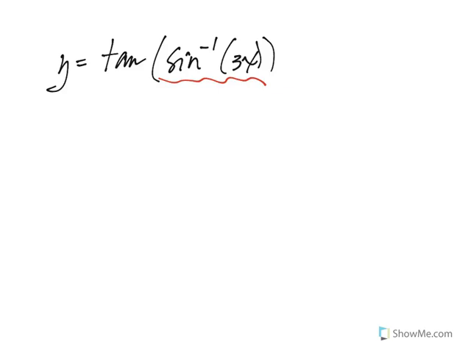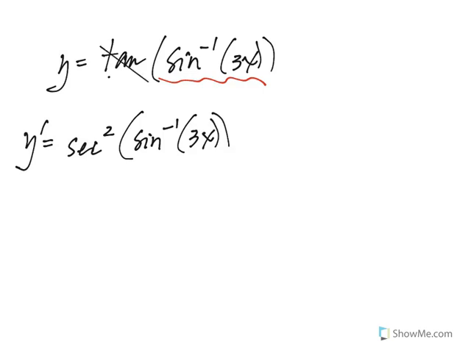So again, I'm working outside in. And this, by the way, is not the arctan, it's actually the tangent. So my y prime is going to be equal to the derivative of the tangent of something. That goes to secant squared of the something. Don't derive the something yet.